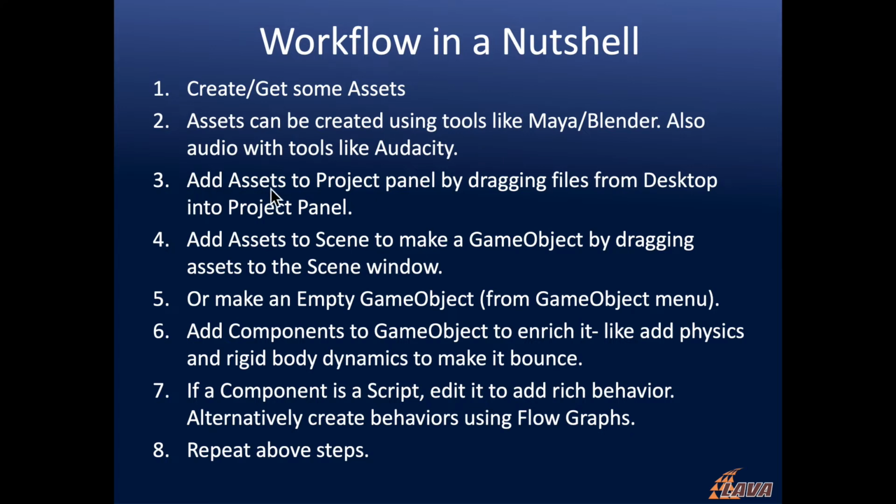The next thing you have to do is add the asset to your project panel by dragging the files from your desktop into the project panel. And then you add the assets to the scene to make a game object appear by dragging the assets to the actual scene window itself. Or alternatively, you can make an empty game object. And so within these game objects, you can start to add components to enrich them. So you can add physics or rigid body dynamics to make the object bounce under physics. And you can also add a script, of course. And if a component is a script, you edit it to add richer behavior.